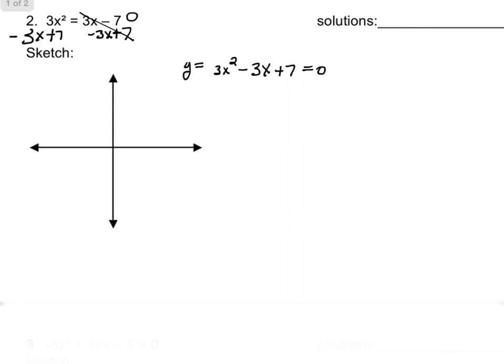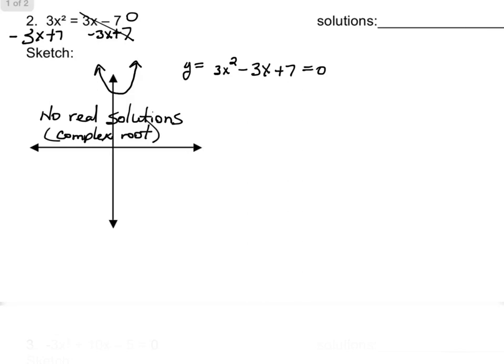Now our problem is when you graph this thing, and you may have to zoom out, change your window a little bit, you're going to see that this graph's up in here somewhere. So what that means is that there are no real solutions. Okay, so we're going to have to use the quadratic formula and work this out. This answer is going to have an i. It's going to have a complex root.